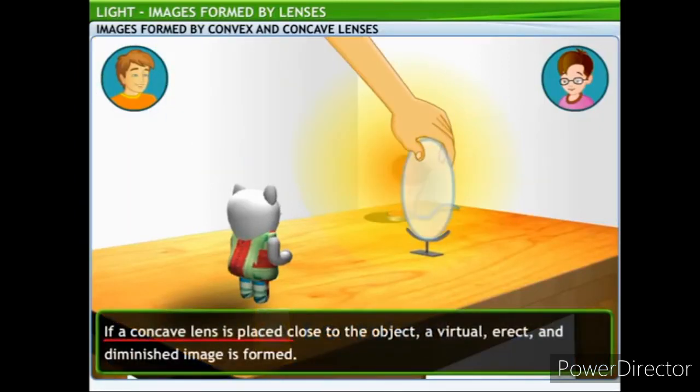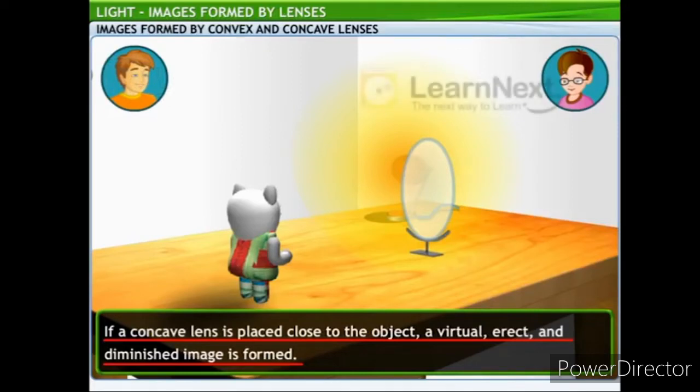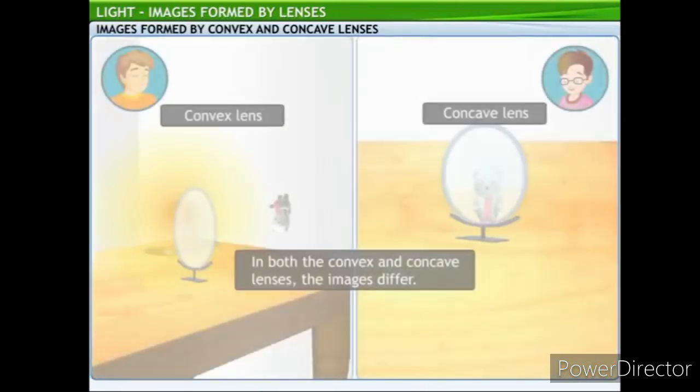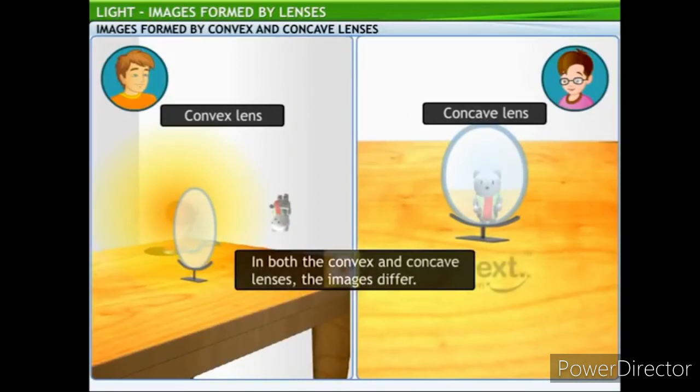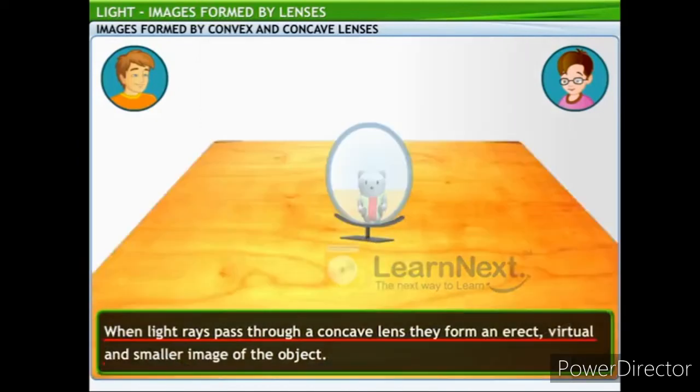Now, let's try looking at images with a concave lens. Tell me what you see. Nothing on the wall. Yes, you cannot observe it on the wall, as it is a virtual image. Here, you can see the image through the lens. I got it. The image is small though. Yes, the two lenses form different types of images. When the light rays incident on the toy pass through the concave lens, the rays form an erect, virtual, but a smaller image of the toy.